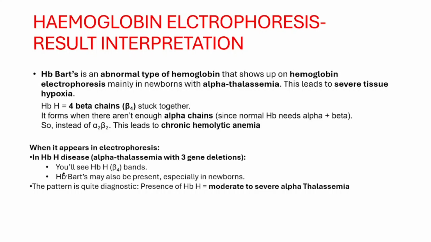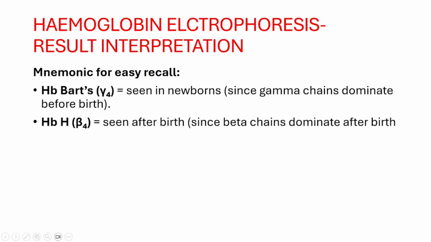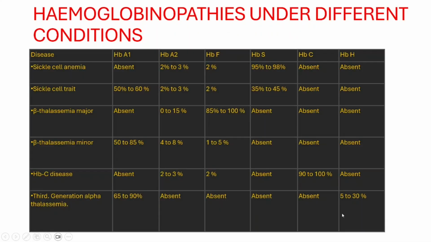HbH means 4 beta chains in place of 2 alpha and 2 beta. In a normal healthy adult, there are 2 alpha and 2 beta chains. But in case of HbH, alpha 2 beta 2 is replaced with 4 beta chains. This leads to chronic hemolytic anemia. So in HbBart's, there are 4 gamma chains, and in HbH, 4 beta chains. It's commonly seen in newborns. This table reveals hemoglobinopathies under different conditions.